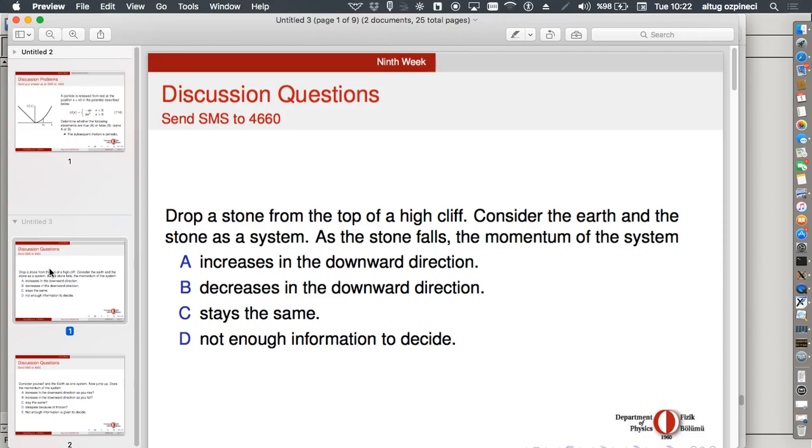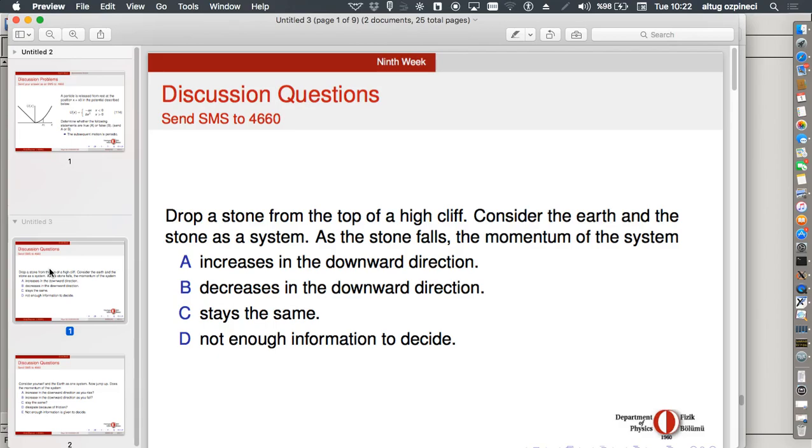But the question only says as it falls down, so time... it asks about the time while falling down. So while it is falling down. So let's just split the problem into two parts then. What is the momentum as it is falling down, and how does the momentum change after it falls down? So what happens after it falls down?